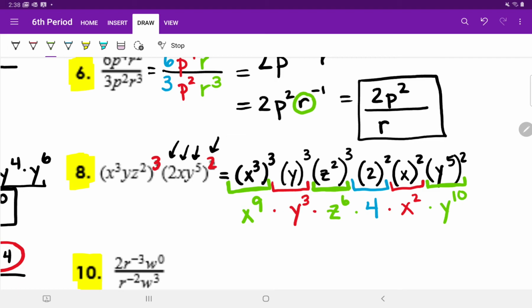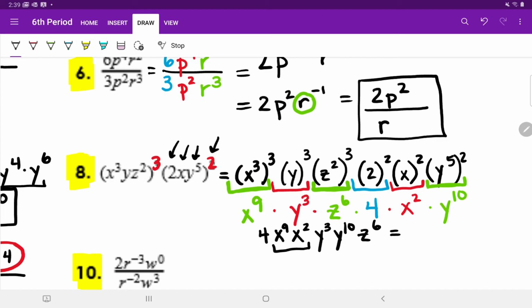Okay, now let's take a look, maybe even rewrite this in the right order. So I've got my number in the front, I've got my x to the 9th, I've got an x squared, I've got a y cubed, a y to the 10th, and a z to the 6th. So I've just rewritten this in the order of basically the alphabet to put my x's together, my y's together, and my z's together.